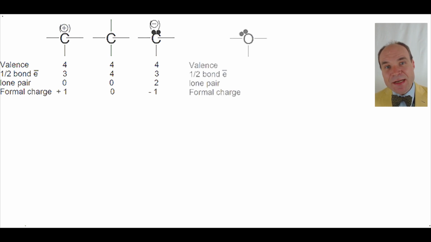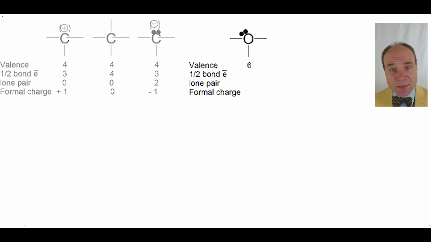Next, we're going to take a look at oxygen. So oxygen is in a different group from carbon, so different number of valence electrons. For oxygen, it's 6 valence electrons. And again, in all the cases of oxygen, it's still going to be 6 valence electrons.